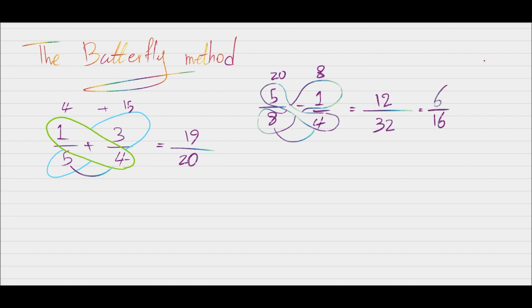Now we have 6 over 16. Both of these numbers are even again, so we need to simplify this by dividing the top and bottom number by 2. 6 divided by 2 is 3 and 16 divided by 2 is 8. And since 3 is a prime number, we know that 3/8 is in its simplest form. And there we have it, the butterfly method.